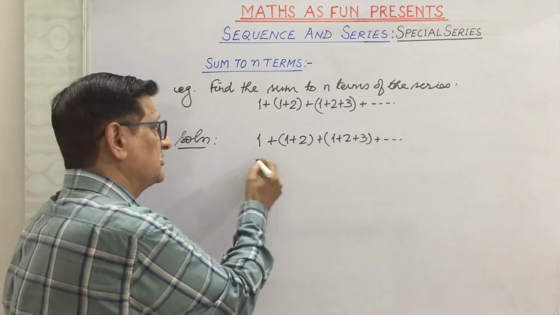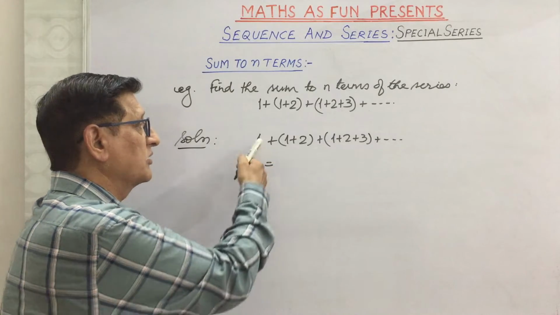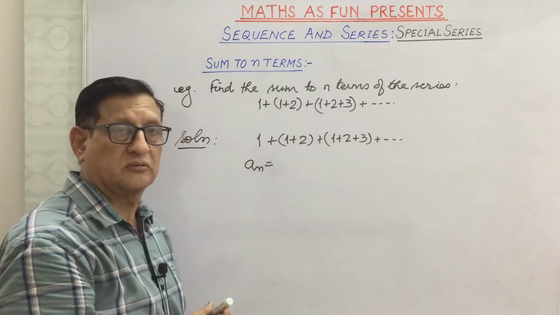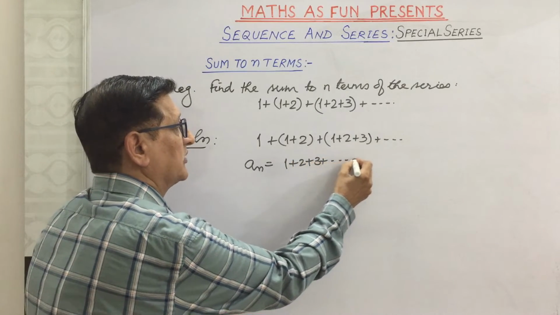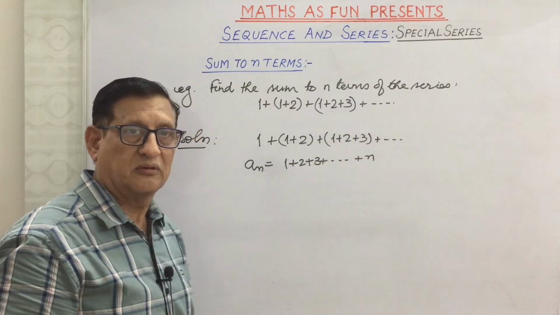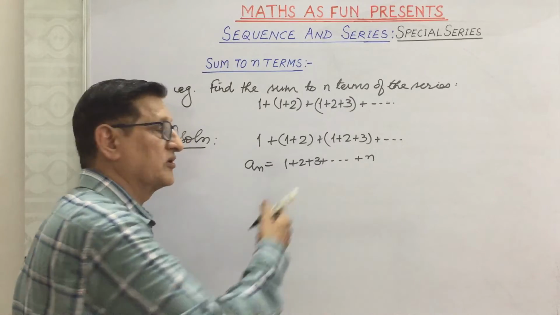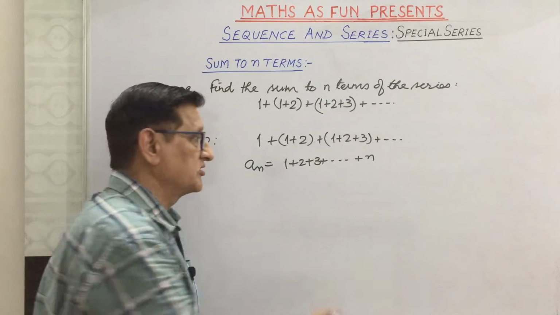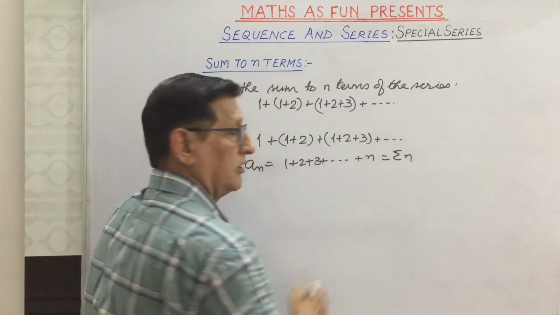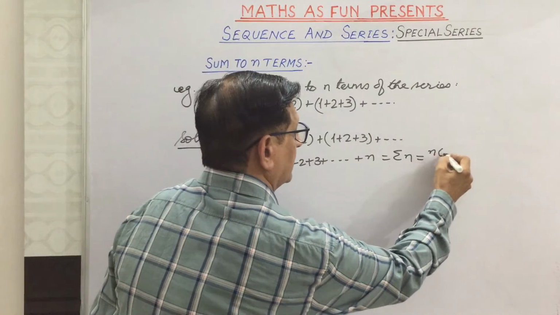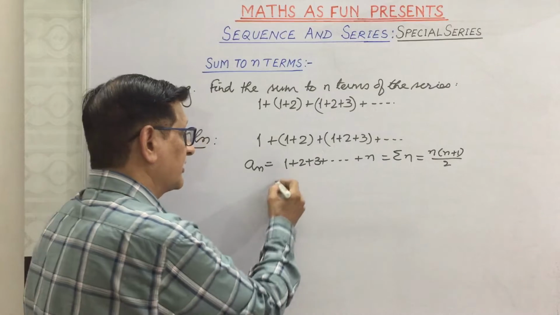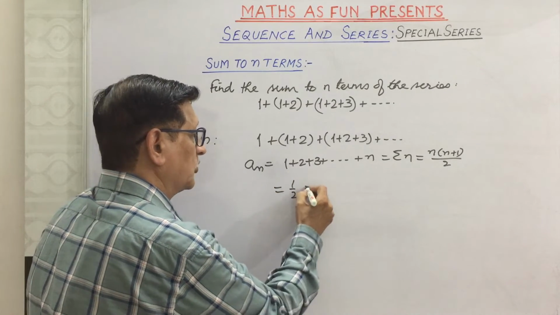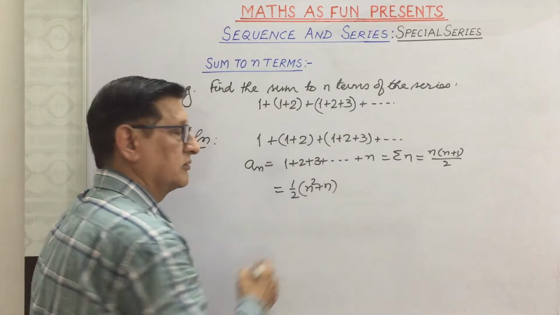We can see here easily the nth term will contain n terms of this. It means that will be 1 plus 2 plus 3 plus so on up to n. And we can see here this is the sum of first n natural numbers, which is equal to sigma n. And we know it is n into n plus 1 by 2. Can we write this as 1 by 2 into n square plus n?